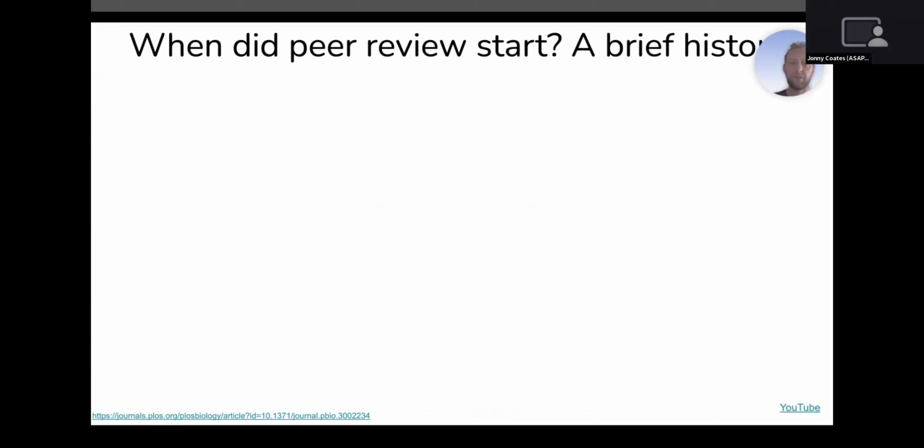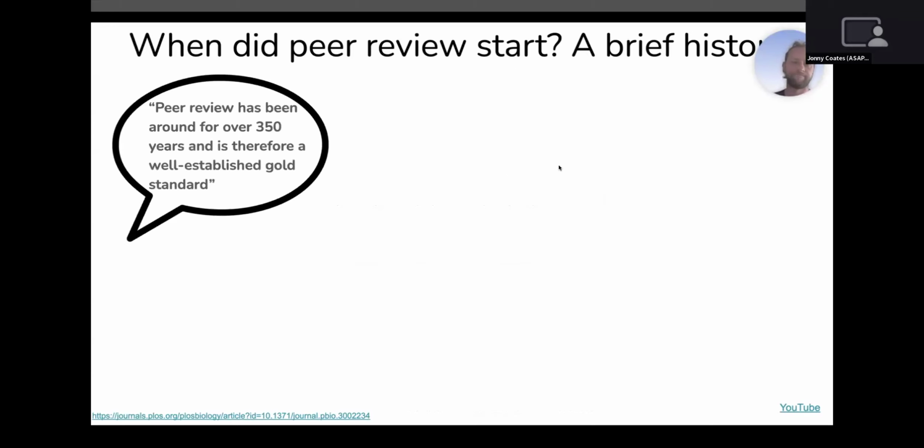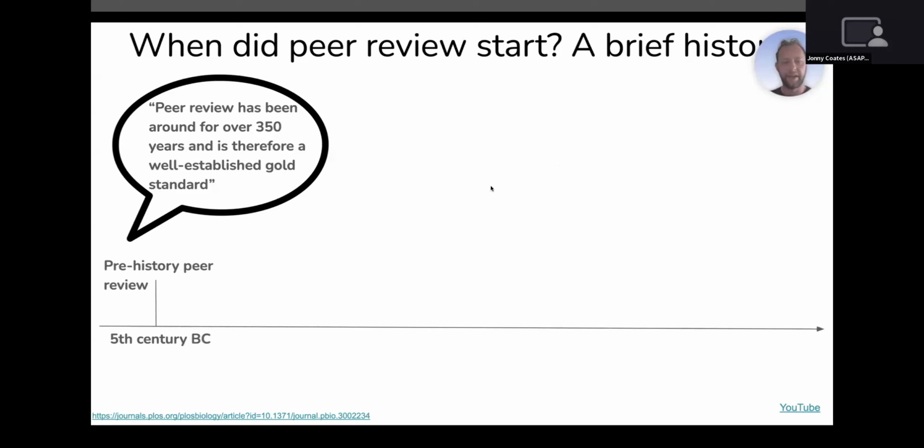Okay, so when did peer review actually start? Most people will tell you peer review has been around for about 350 years and is a well-established gold standard way of doing things. There's not a better way of doing it. Those people are wrong. They're horribly, horribly wrong. Peer review actually has its very original origins right back in the 5th century BC. And this is what I call prehistorical, or prehistory, peer review.